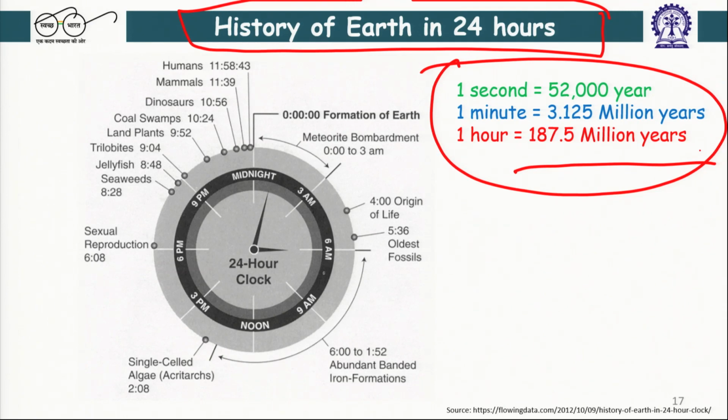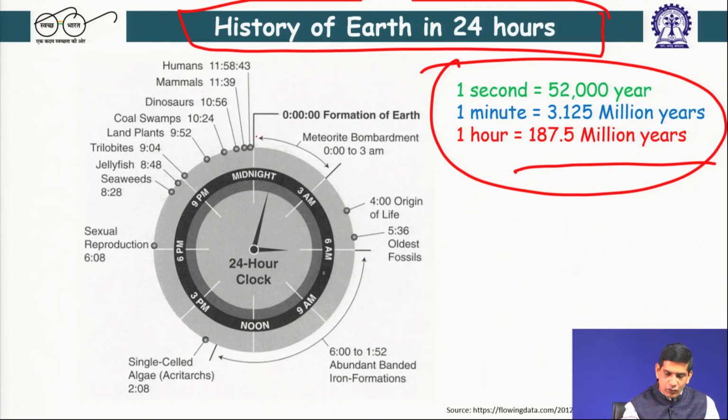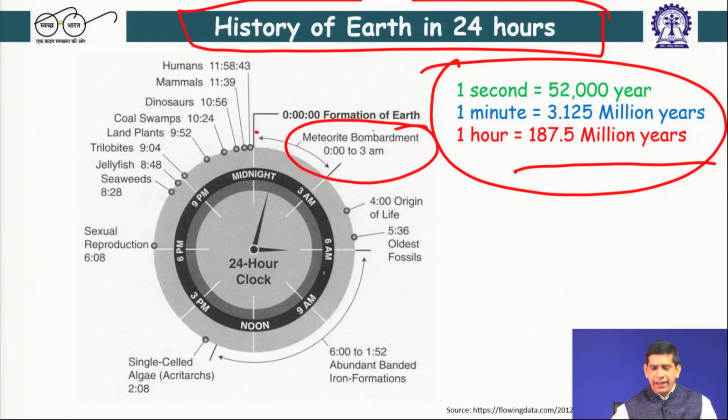Now, if you look at this, it starts at 0 over here. Why 24 hours? Because we have 24 hours in a day. So, let us start: midnight, 3 a.m., 6 a.m., 9 a.m., noon, 3 p.m., 6 p.m., 9 p.m., like that. When we started, there was some meteorite bombardment, we had some Big Bang and other stuff.